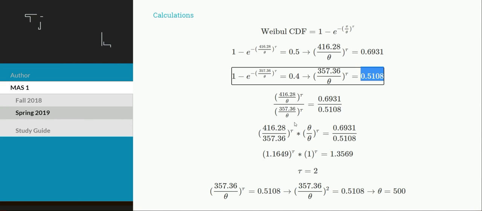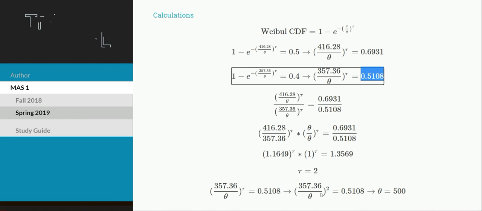The reason we do this is that we can then pull out these theta terms. Simplifying the left side, we can pull out both thetas to the power of tau, but theta over theta is just 1, and that's a clever way of getting rid of one of those terms. All we're left with is this fraction to the power of tau equals 1.3569. And then finally you solve: tau equals 2.